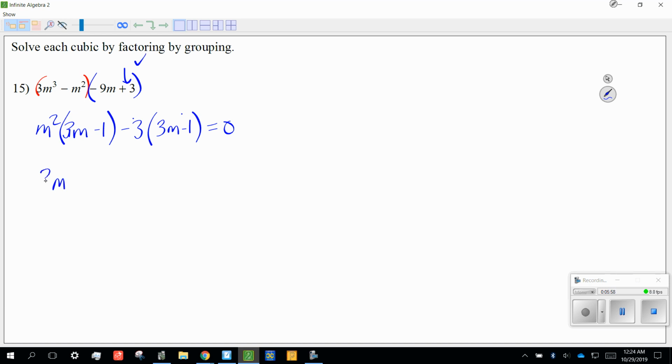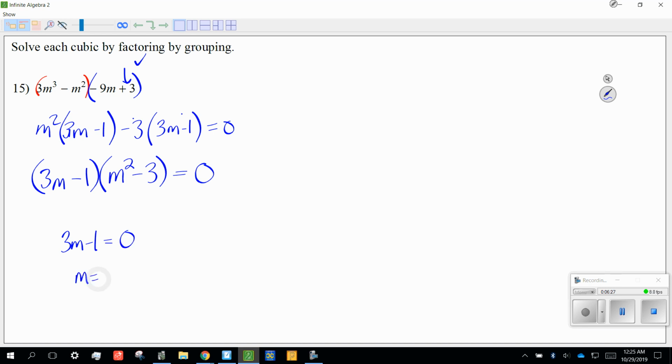Okay, so the 3m minus 1 is the greatest common factor. It's what the m squared and the negative 3 have in common. They're both being multiplied by 3m minus 1, so we factor it out, just like they were both being multiplied by an x or something. And then everything that's not inside the parentheses gets its own set of parentheses. And so we get two things that we set equal to 0.